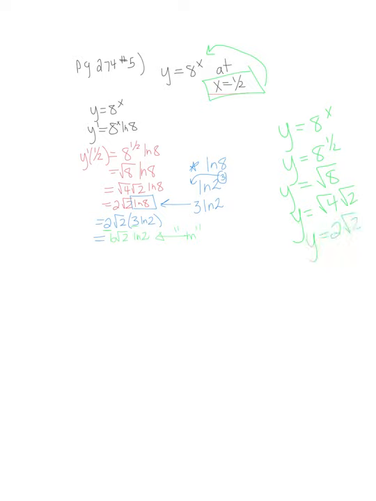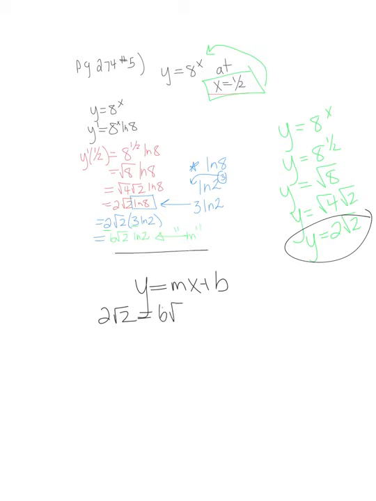So I have a lot of information that I need. My equation of a line is going to look like y equals mx plus b. I know my y is 2 root 2. I know that my m was right here, 6 root 2 ln of 2. I know that my x, that was given to me in the question, is 1/2. And all I need to do is solve for my b.